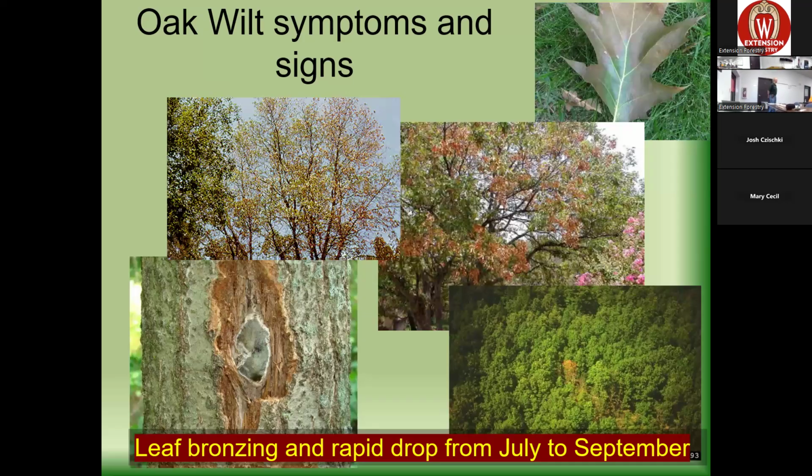Normally what's going to happen with oak wilt, and one of the things you'll notice, is the leaves are going to start not only turning colors, but they're going to start dropping quickly. And again, that's unusual for the middle of summer.